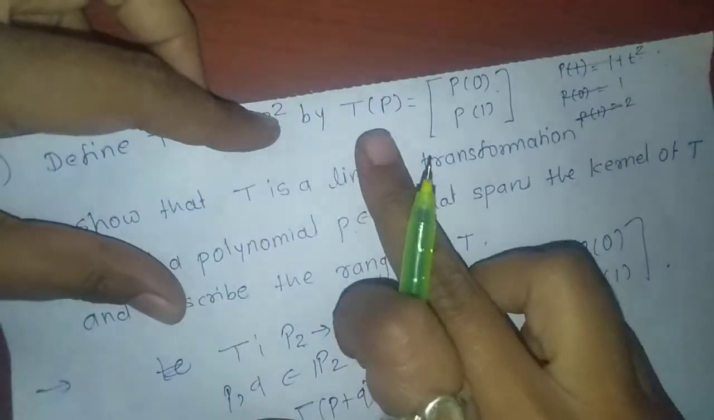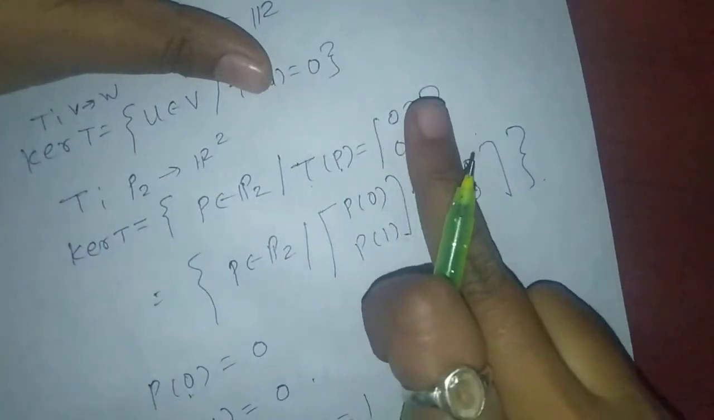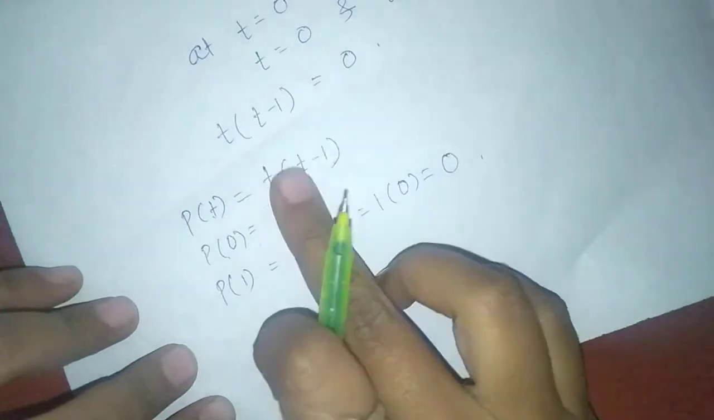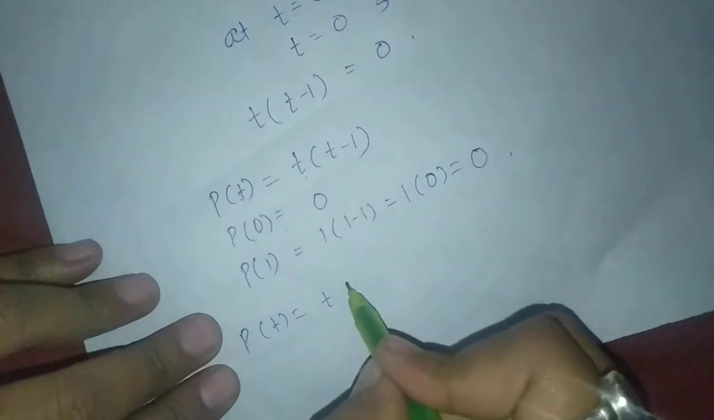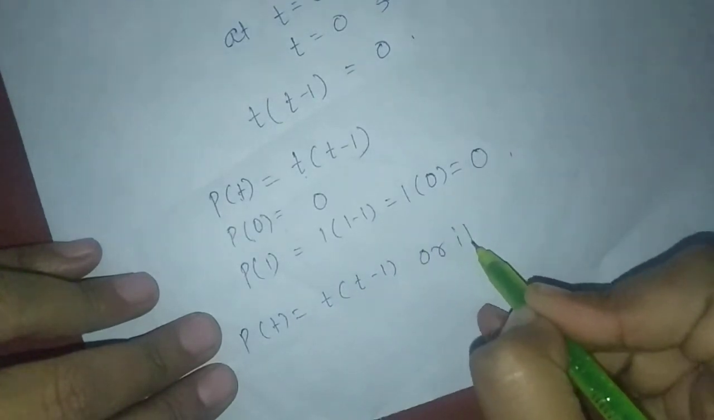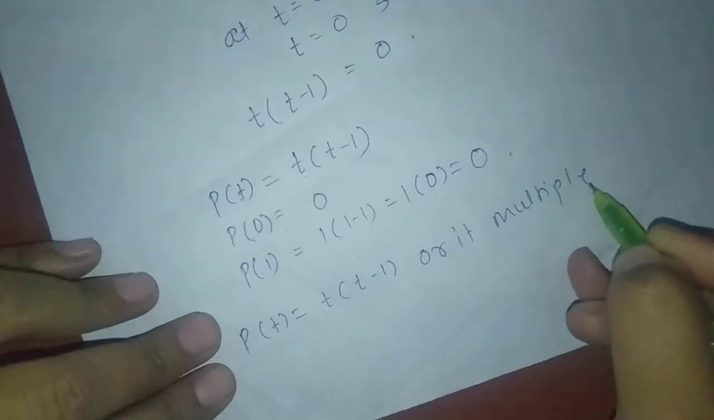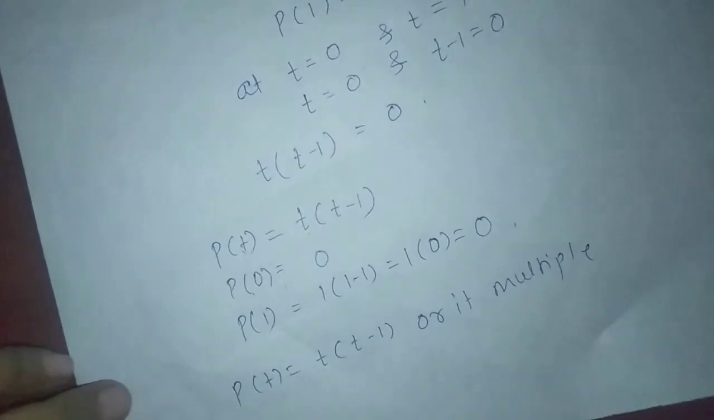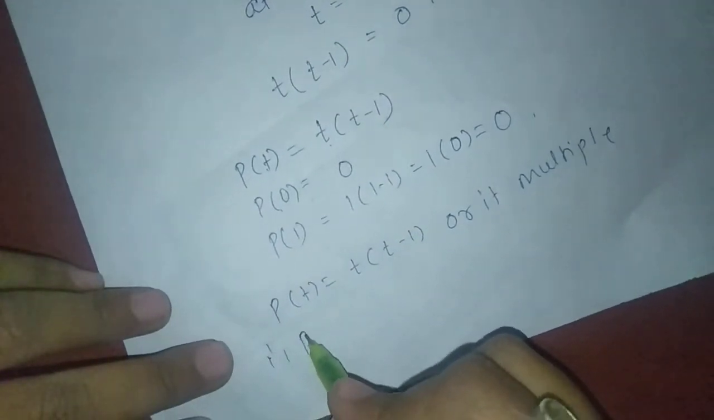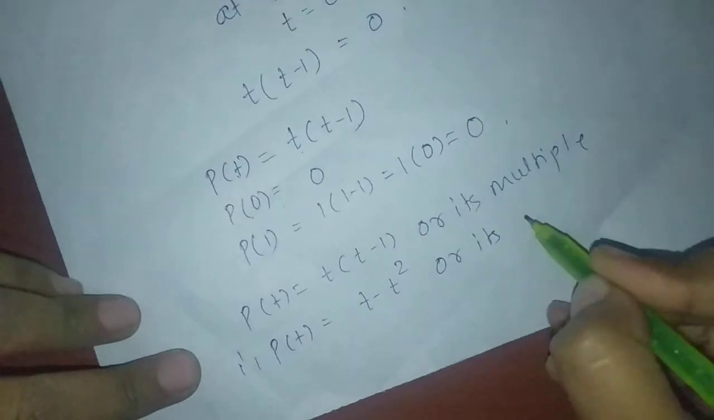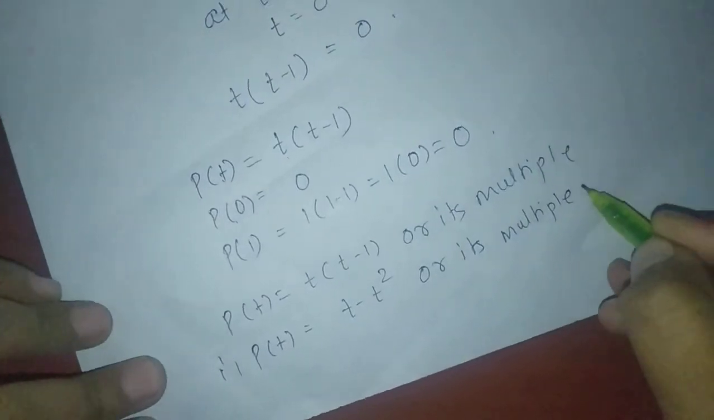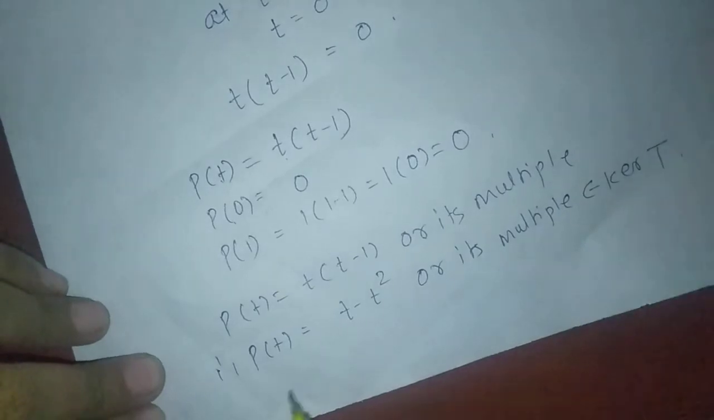because the given definition for T is T of P equal to P of 0, P of 1, and in the kernel of T, which is equal to 0, 0. So only this polynomial satisfies the given conditions. So P of T equal to T into T minus 1 or its multiple. Or its multiple means here we take any scalar 2 into T minus 1. The given conditions are satisfied. Therefore, P of T equal to T minus T square or its multiple belongs to the kernel of T.